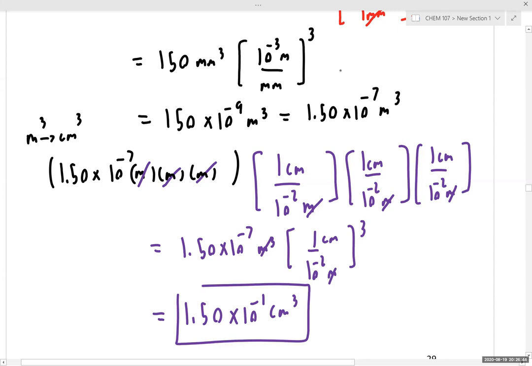So this 150 is equivalent to 1.50 times 10 to the second. And 2 minus 9 gives us negative 7. You would also get this result if you punch this directly into your calculator. Does that address your question? Perfect. Any other questions I can address?